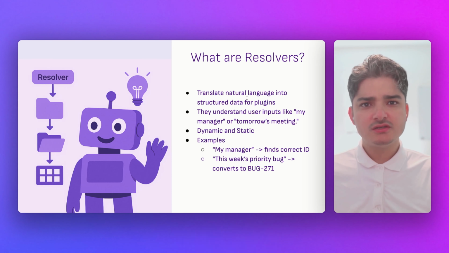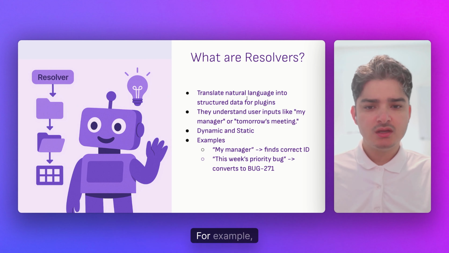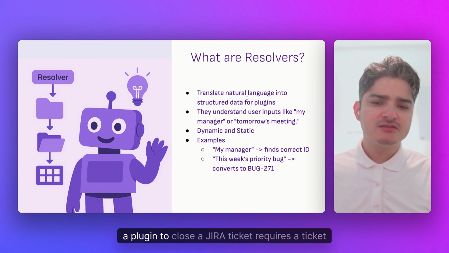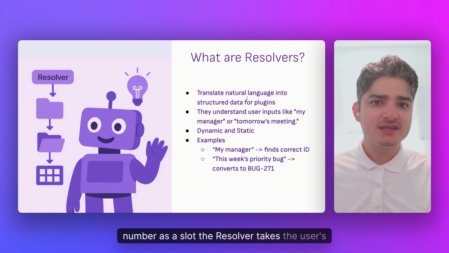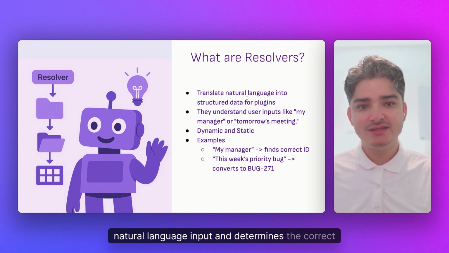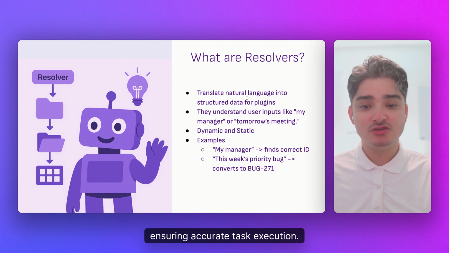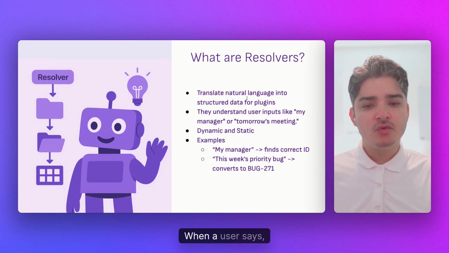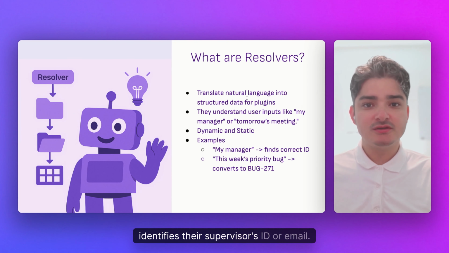What are resolvers? In Agent Studio, resolvers are components that fill slots. For example, a plugin to close a Jira ticket requires a ticket number as a slot. The resolver takes the user's natural language input and determines the correct data to fill that slot, ensuring accurate task execution. Another example, when a user says, "I want to talk to my manager," the resolver identifies their supervisor's ID or email.